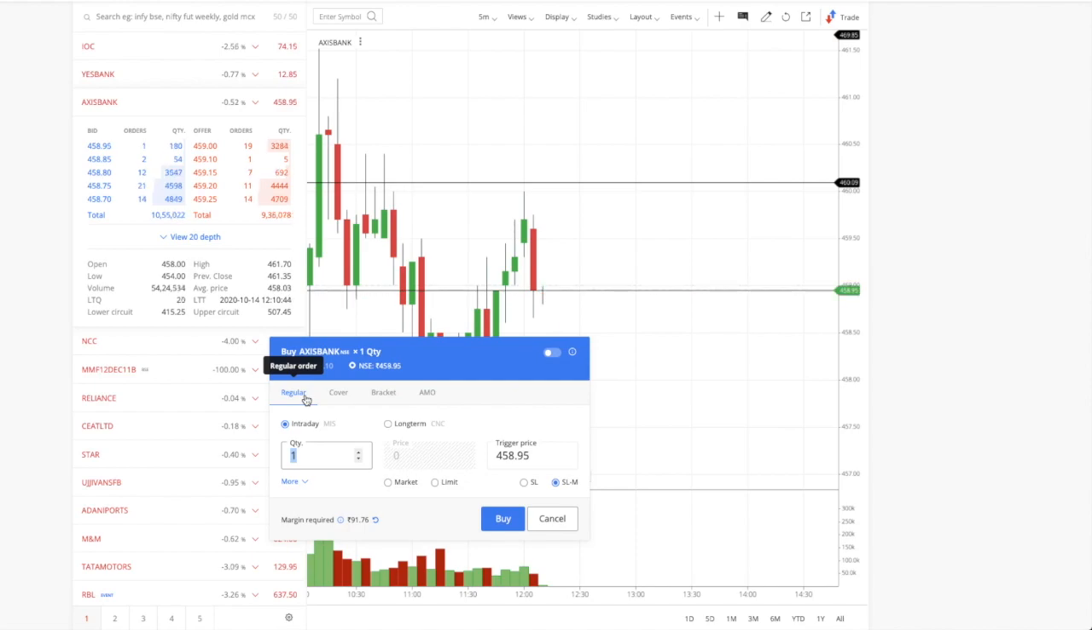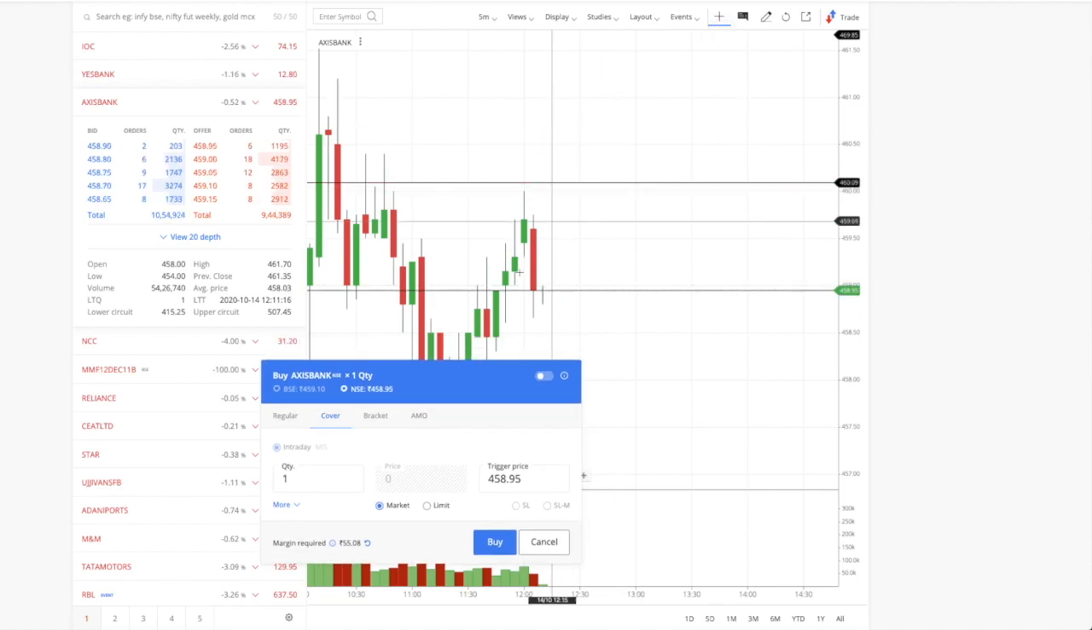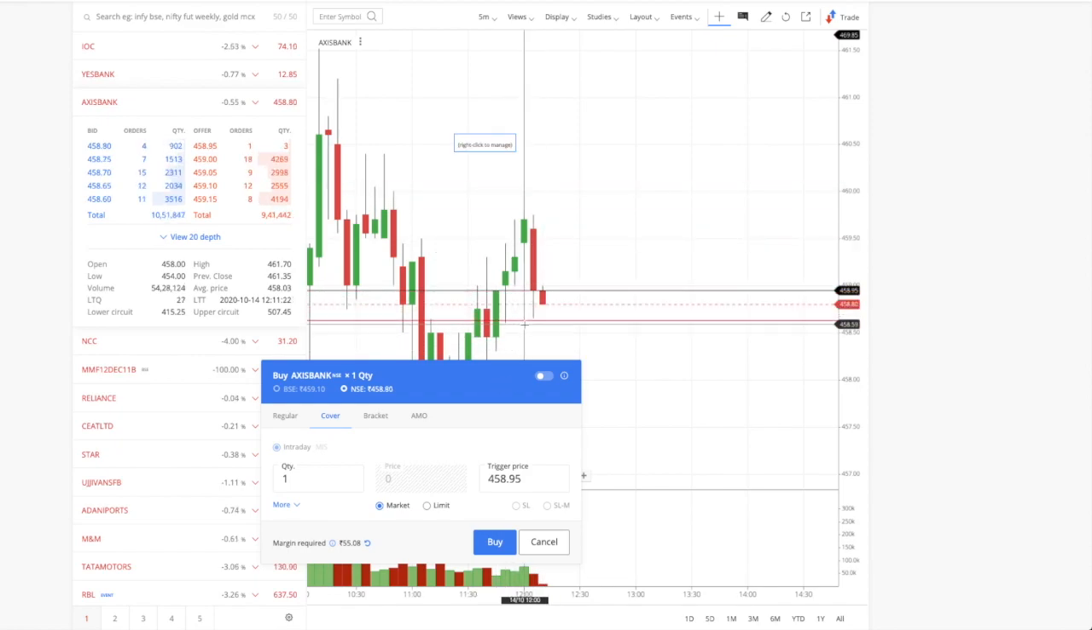Now let's see what a cover order is. When I use a cover order, the only difference is that cover orders by default have a built-in stop loss. Let's say I'm buying this share over here, and I want to keep a defined stop loss, meaning I want to exit or square off my position if the price drops below 458.59.